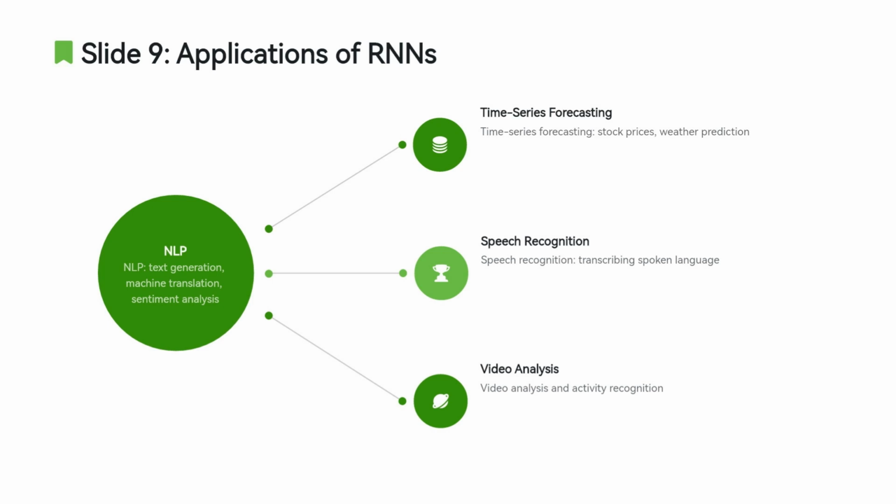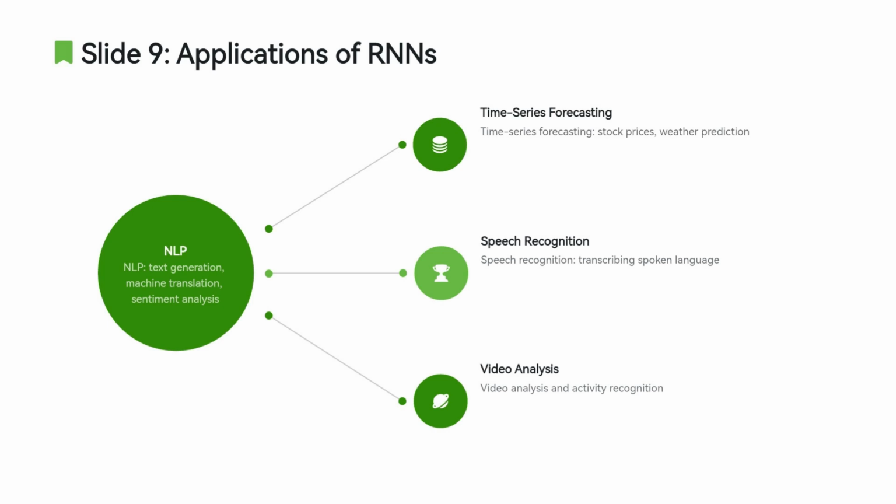In time series forecasting, RNNs are employed to predict future values in a series based on historical data, such as predicting stock prices, weather patterns, or electricity consumption. Additionally, RNNs play a crucial role in speech recognition systems, where they convert spoken language into written text.